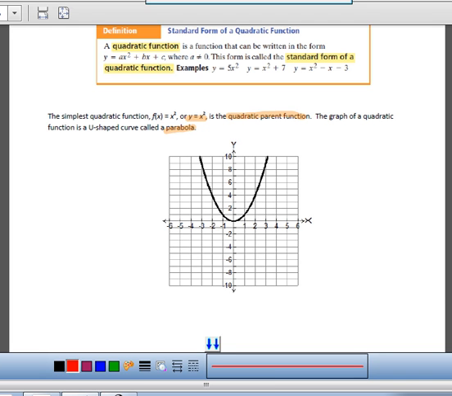that we can identify looking at this particular parent function. One of them is this point right here, and it has a fabulous name. It is the vertex, and in this case it is the minimum point, and it's the point 0, 0 for the parent function.